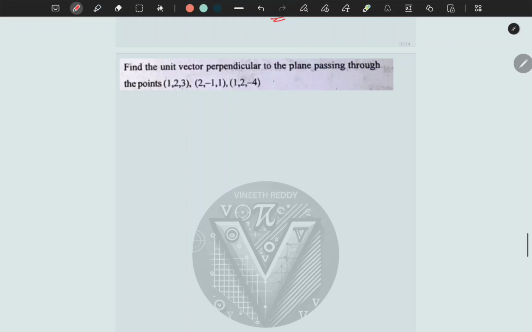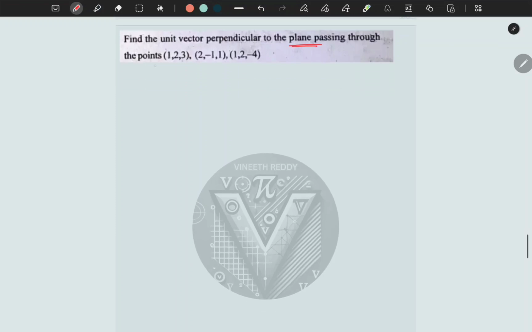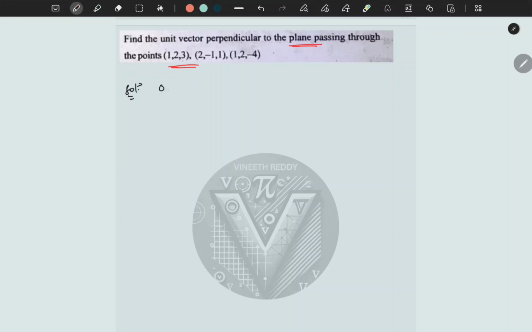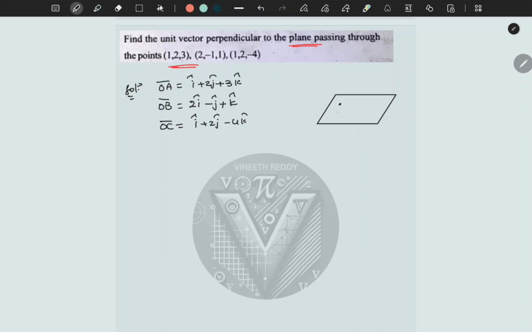The next question is asking us to find the unit vector perpendicular to the plane passing through the points. So once again, we will be writing OA vector as I cap plus 2J cap plus 3K cap. Now OB vector will be 2I cap minus J cap plus K cap, and OC vector will be I cap plus 2J cap minus 4K cap, right? So what is that vector which is perpendicular to the plane passing these 3 points? Now the points are something like this. Let us say this is A, this is B, this is C, right?